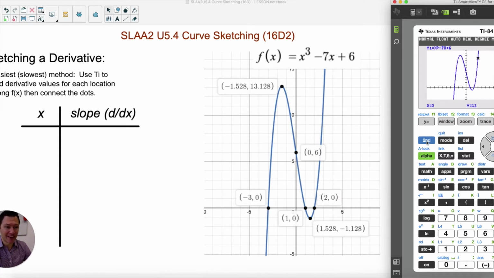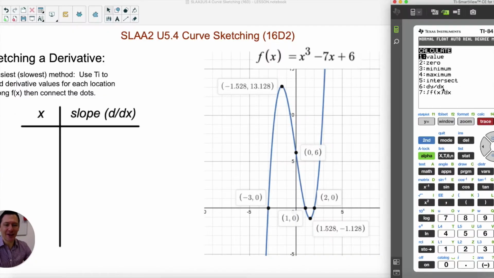If you go second calc, that gives you a location in space. If you go there, look at this thing: dy/dx, it'll tell you the derivative. It won't give you the equation. It'll tell you the slope at any point you want. So go down to 6 or hit the number 6.